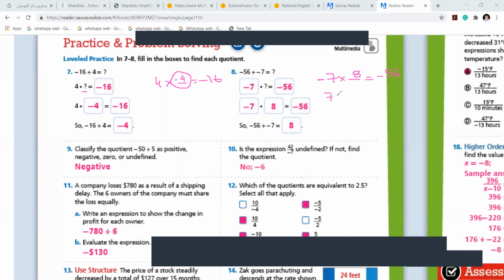If they gave you 7, the other has to be minus 8, if it was like that, but it's not that. That's why minus 7 times 8 gives you minus 56. Now, if both are negative, you get a positive answer. I hope you understood this procedure.